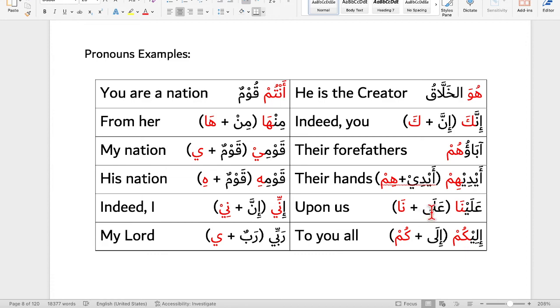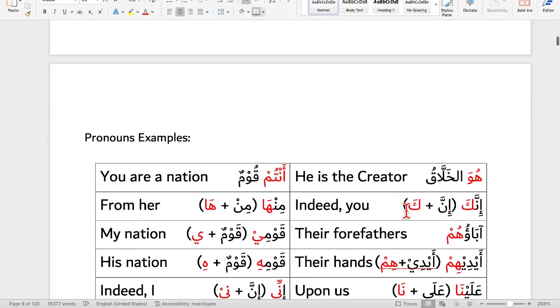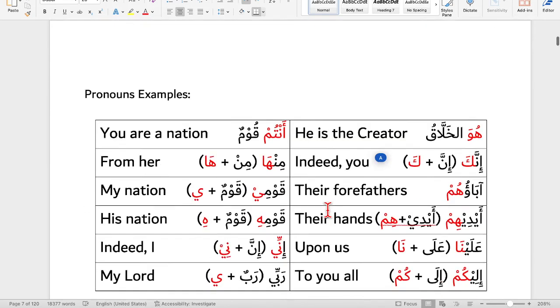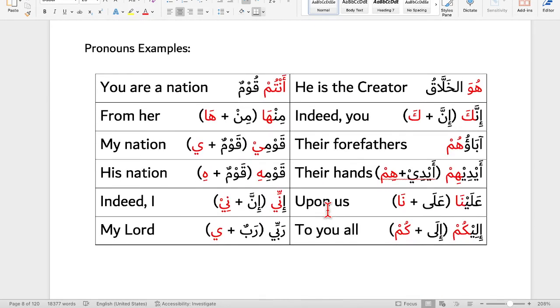Alayna, ala means upon, na means us. Na is the attached pronoun for nahnu. Nahnu, na, so it means us. If it comes separate, it will come as nahnu, but na will be attached to the noun or a preposition. So in this case it is the preposition. Alayna, upon us.